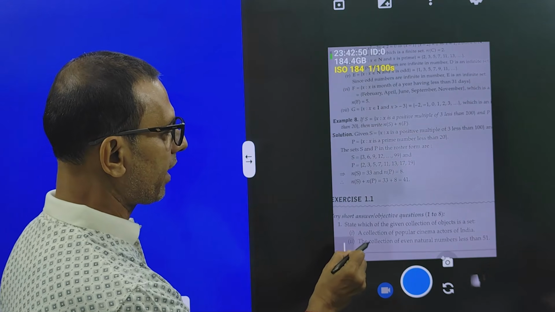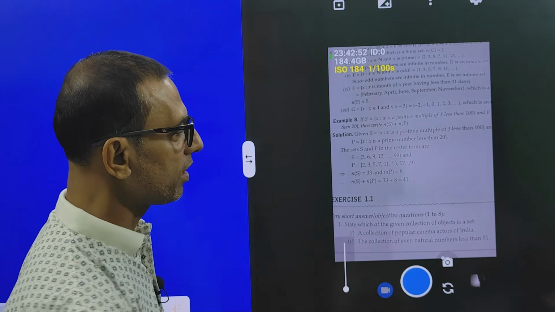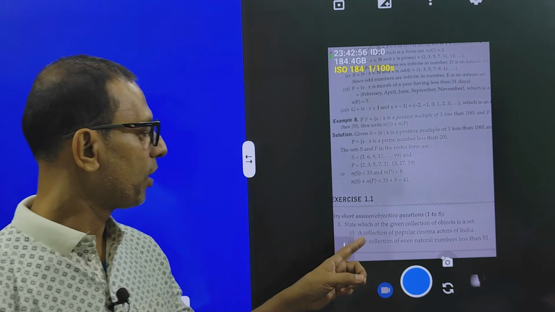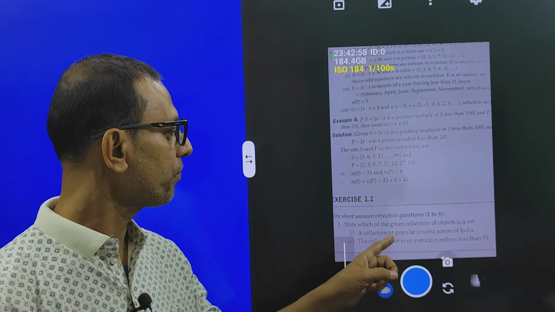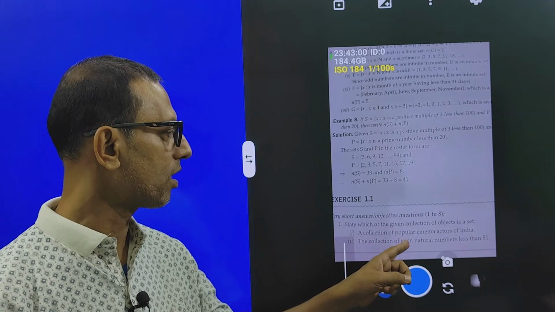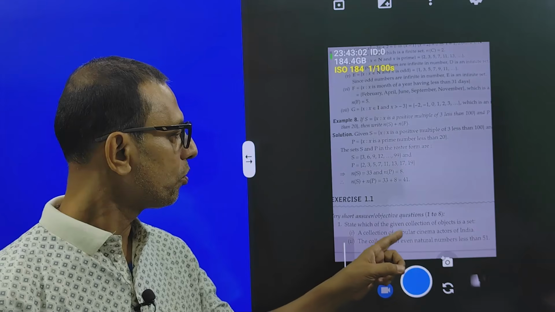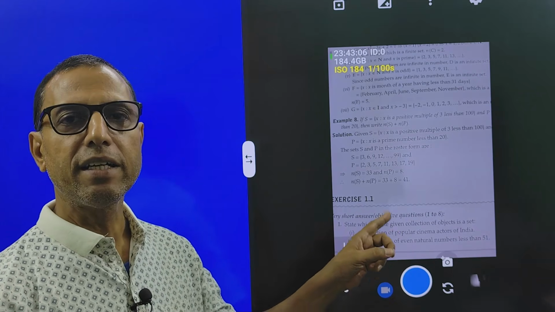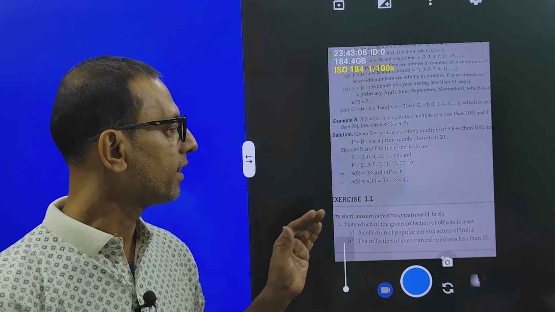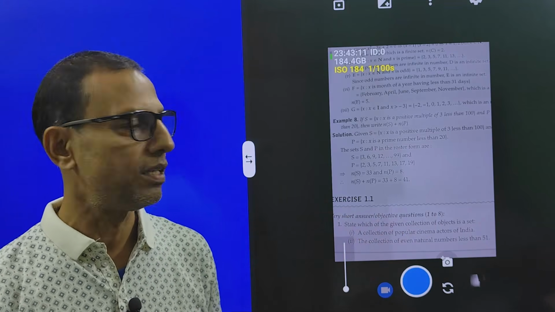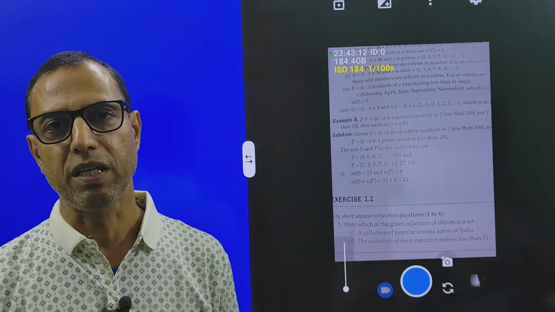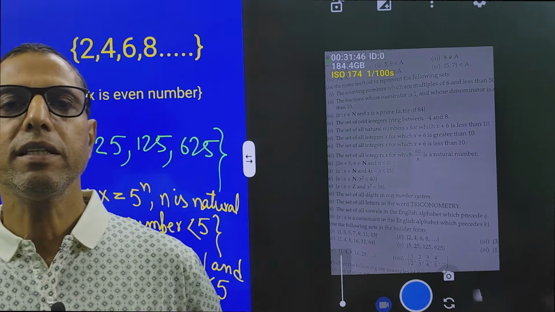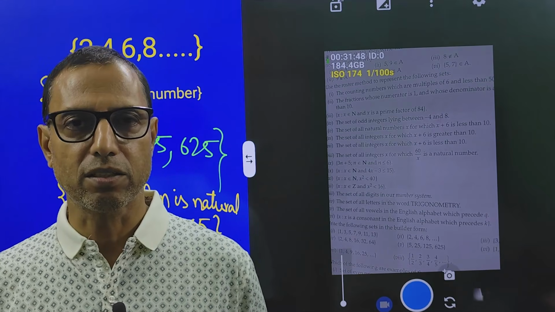Number 2, the collection of even natural numbers less than 51. Is it a set? Yes, obviously it is a set because it is very well defined. Collection of even natural numbers. Natural numbers start from 1. So even natural numbers means 2, 4, 6, 8, 10, 12, 14, and that's how it will continue till 50. So starting from 2 till 50, it's a set. So I hope the concept is very clear by this time.